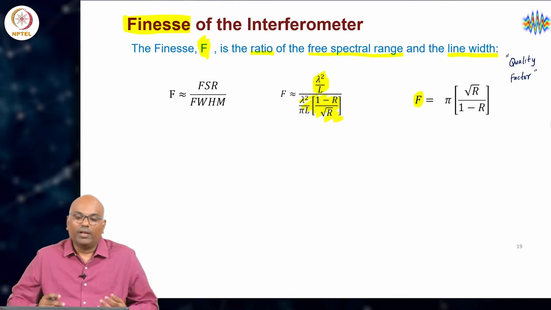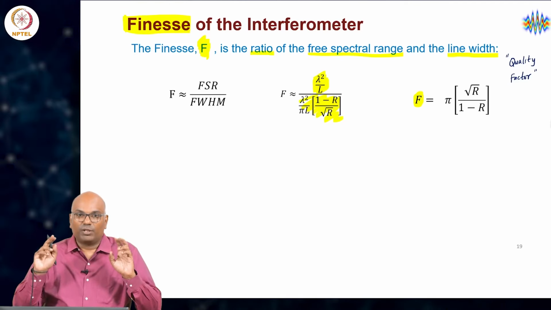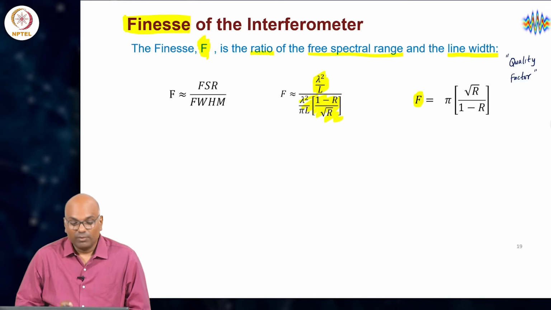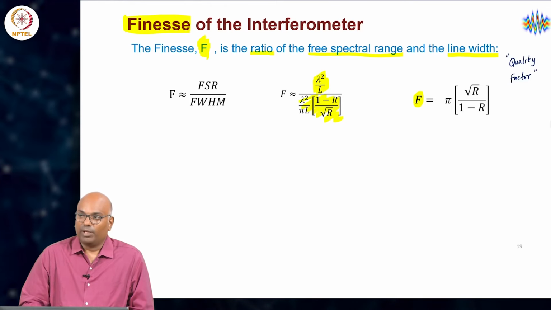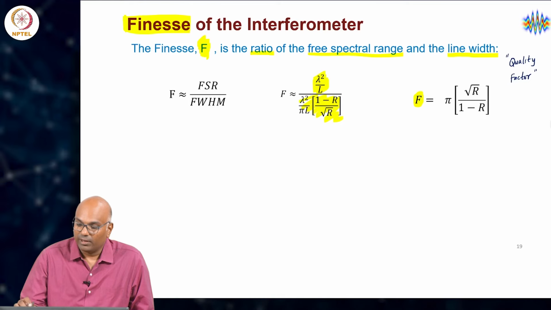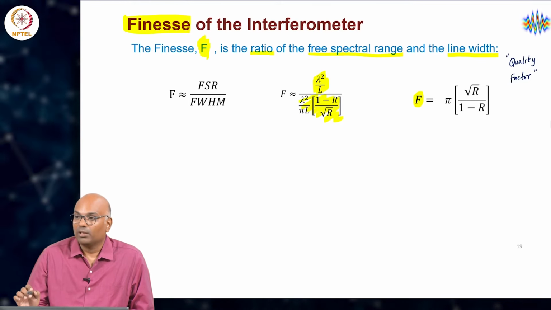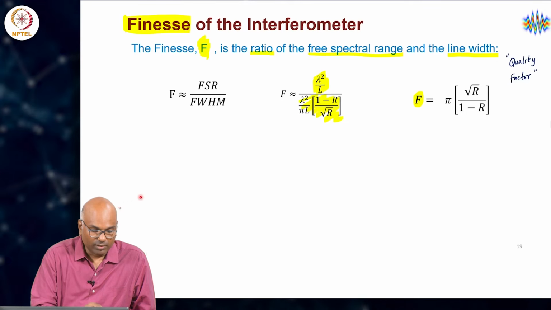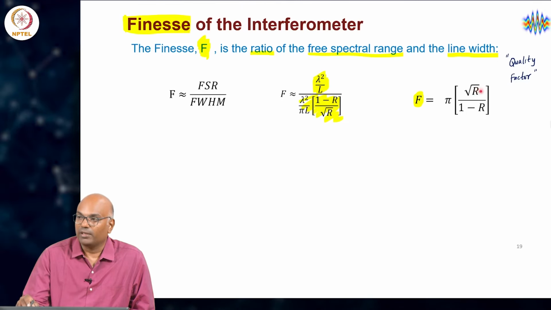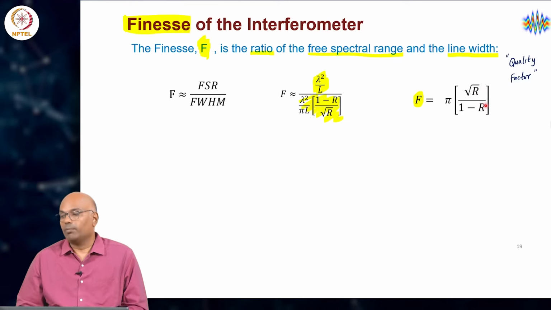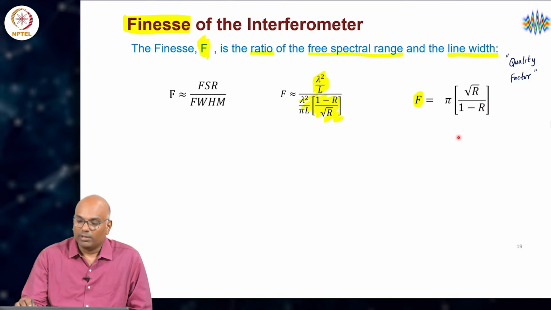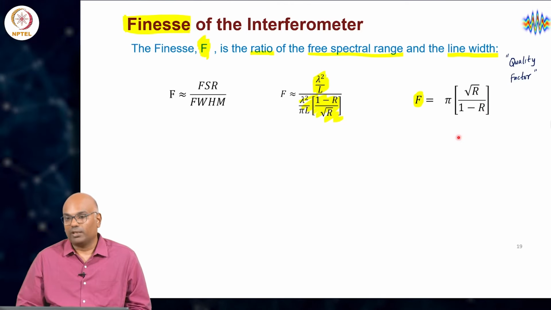Now, I have defined the finesse, which is a measure of quality or quality factor for the resonator, in terms of FSR divided by FWHM. It turns out then to be a ratio of the square root of the reflectance of the two identical reflectors which form either end of the resonator, and 1 minus R. It turns out to be this ratio, but this does not probably give us all the insight that we need.